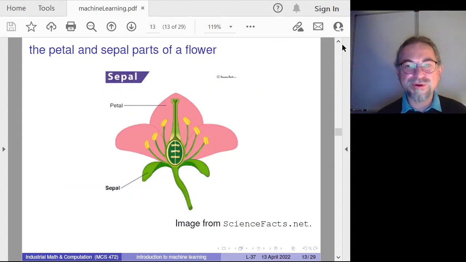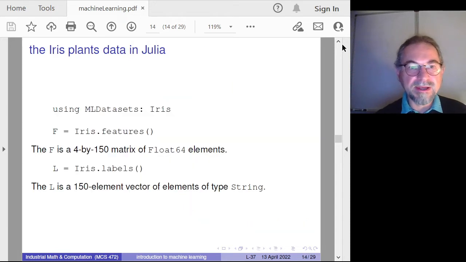So just to know what we are talking about here: what is a petal, what is a sepal? It doesn't matter for the content of the lecture, but here is an image that I took from the web, and you could say this is highly reductive. We are going to reduce a flower to 4 measurements: the width and the length of the petal and the sepal.